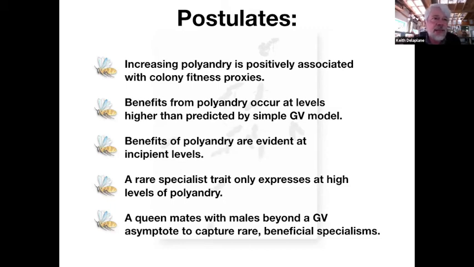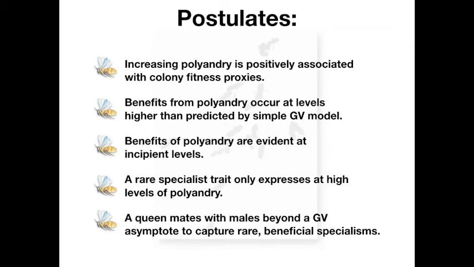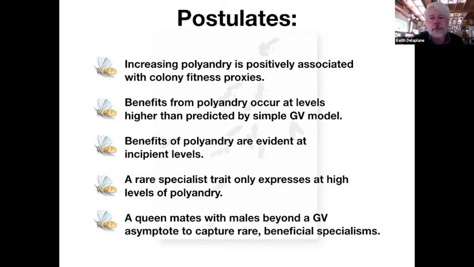We find benefits of polyandry at incipient levels. Remember Delaware's survival? They got better survivorship when you jumped from 1 to 4. So in evolutionary time, these ancient mothers who started practicing promiscuity, which is what multiple mating is, were very quickly able to deliver benefits to their colonies. But for rare traits, they had to practice more and more polyandry to achieve those rare specialist alleles. The bottom line: a queen mates with males beyond a simple genetic variance asymptote in order to capture those rare beneficial specialisms, those brass rings, that icing on the cake.